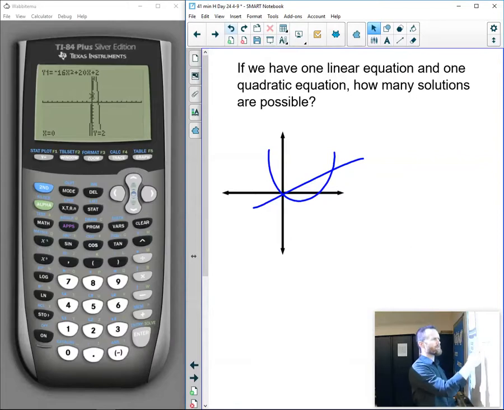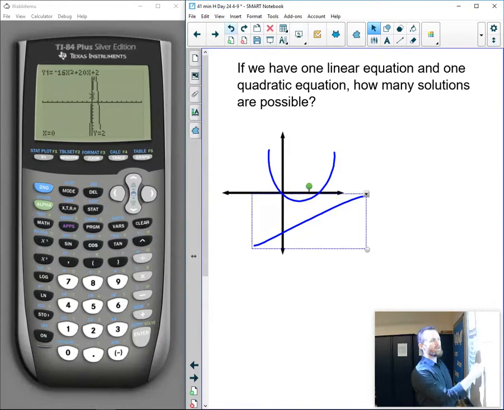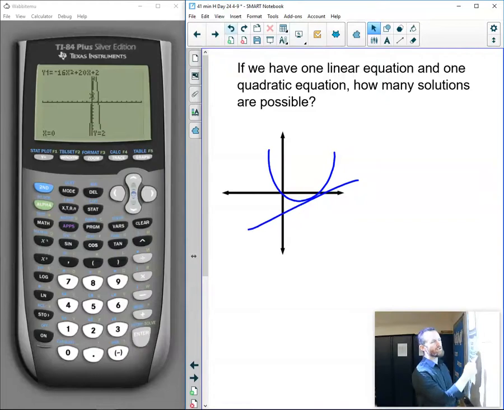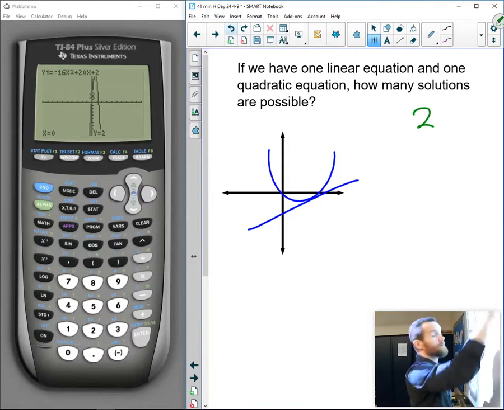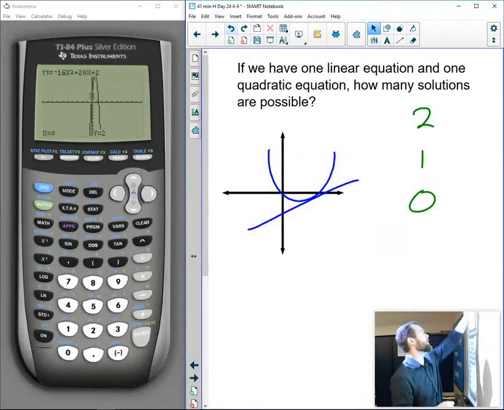But it doesn't have to be two solutions, because they could be missing each other entirely. That would be no solutions. And it also could be one solution. They could be touching at just one point. So not even crossing each other, just barely touching each other at that one point. So there's three different possibilities. Could be two solutions, could be one solution, could be zero solutions. That's if there's one linear and one quadratic.